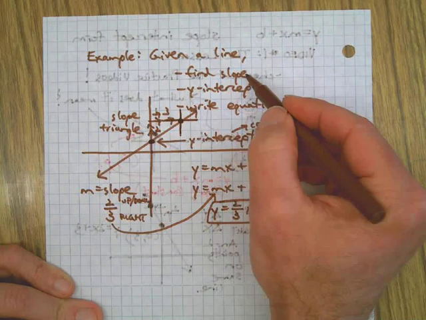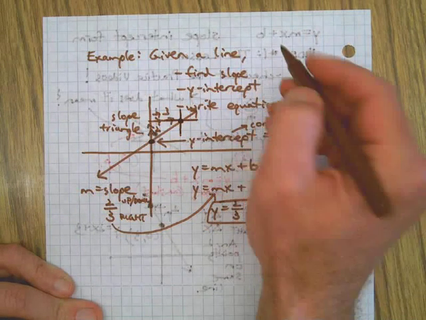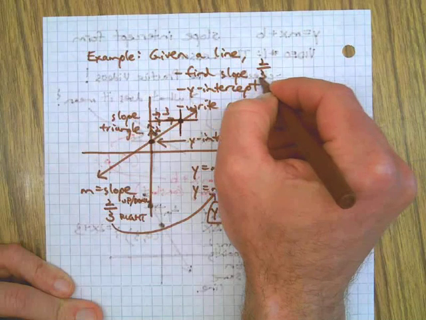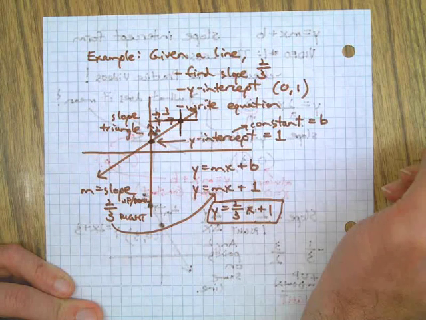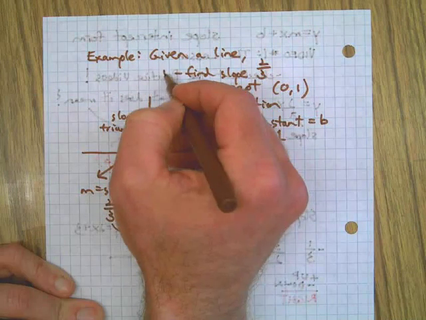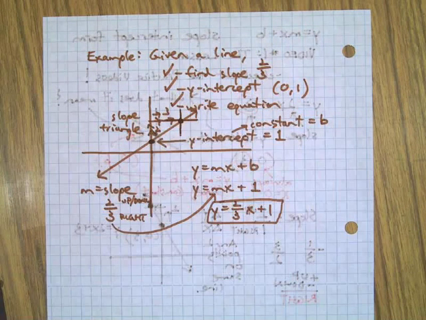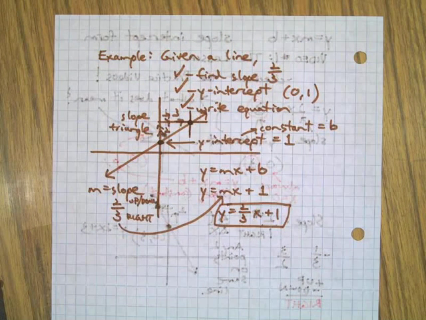And I've done all the stuff here. I found the slope, which is 2/3. I found the y-intercept, which was the point at 0, 1, and I wrote the equation. That's how you take on a problem like that.